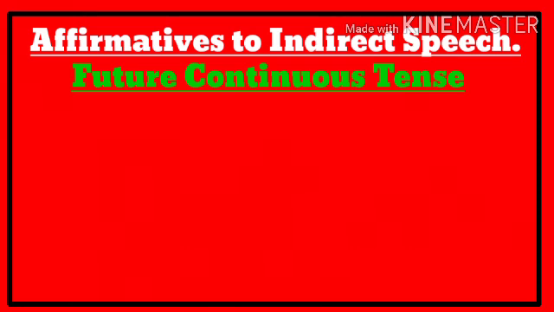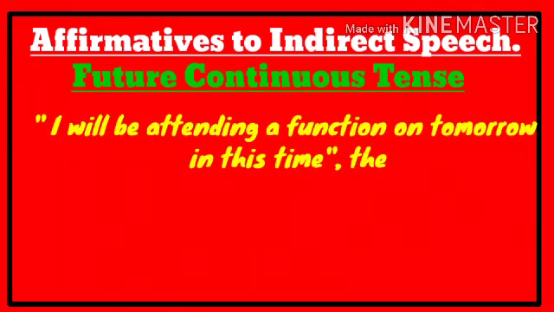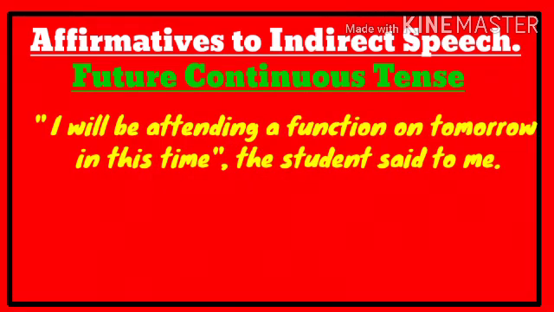Now let's see how to change future continuous tense to indirect speech. See the example. I will be attending a function tomorrow in this time. The student said to me. So the tense rule, as I told, is will changes to would, and the remaining rules of pronoun will continue.